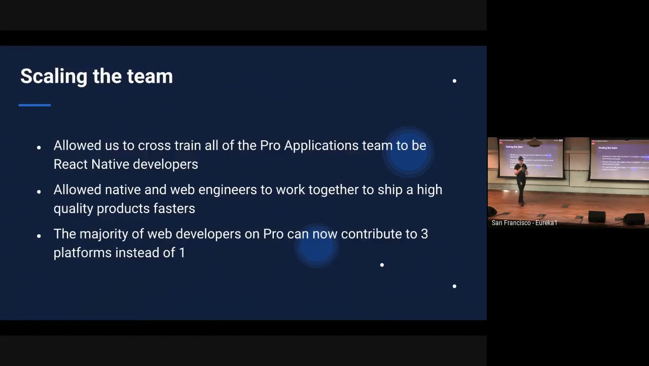So in summary, our choice of React Native allowed us to cross-train all of the Pro Applications team to be React Native developers. They were all familiar with TypeScript and React, so they could ramp up and be effective, and we could supplement their abilities by teaching them about native stuff or React Native specific stuff. It allowed native and web engineers to work together to ship a high-quality product faster than they would have on their own. The majority of web developers on Pro can now contribute to 3 platforms instead of 1. That's a massive win for an organization at scale.